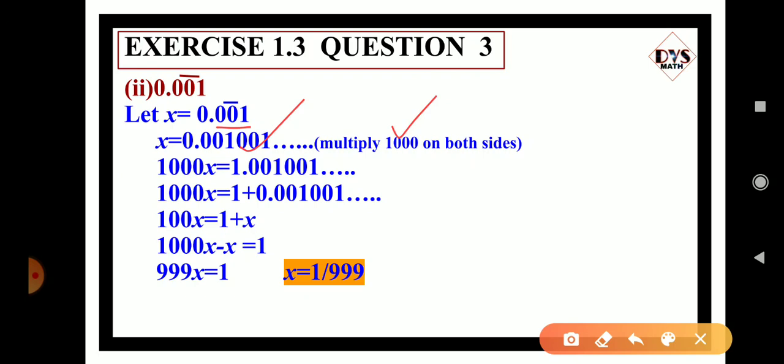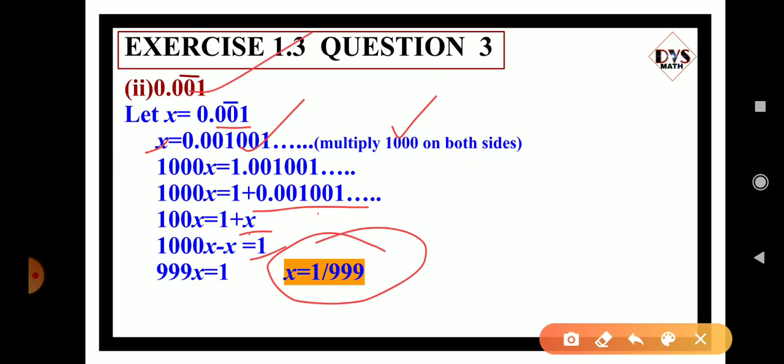So 1000x is equal to 1 plus 0.001. So here 1 point, right? 1 plus, and again this can be written as x, the value as we took. If we take x to the LHS, 1000x minus x is equal to 1. So 1000x minus x is 999x is equal to 1. x is equal to 1 by 999. So this is the form of P by Q in the decimal expansion.